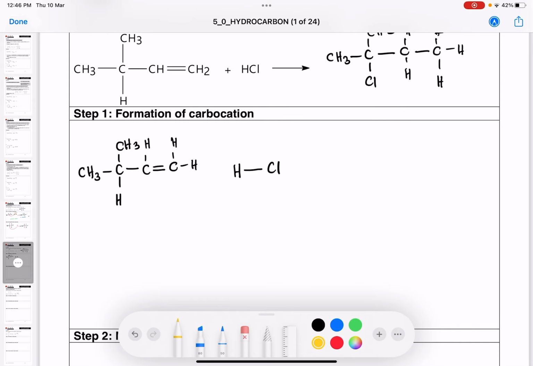Now, since it becomes a hydrogen ion, and this side is a nucleophile, which is a species having rich electrons, what will happen? This double bond, or the nucleophilic side, will attack the H+ to produce this.